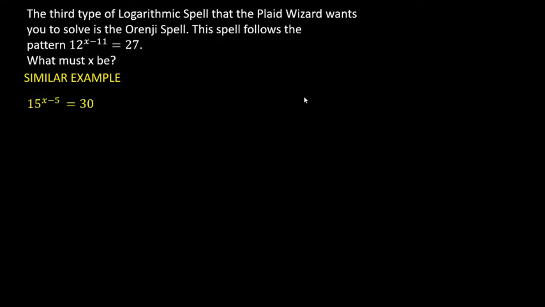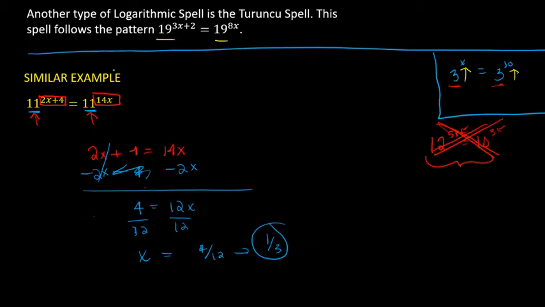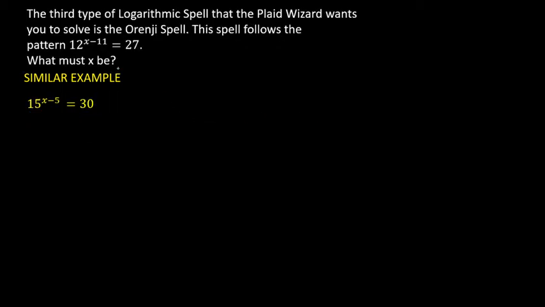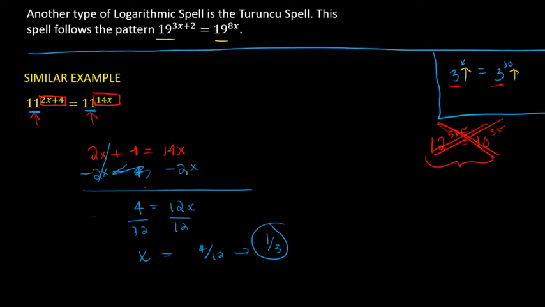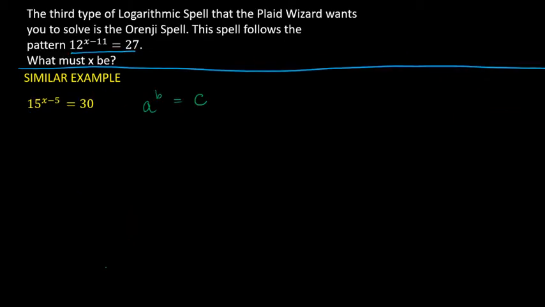Let's take a look at another example. Alright, so this time you are given the expression 12 to the x minus 11 equals 27, and once again we're asked to find x. Alright, so notice this time that we've only got a variable on one side of the equation, and this more or less is in our standard exponential form, right? We only have a variable on one side of the equation. So this fits the form a to the b equals c, doesn't it?